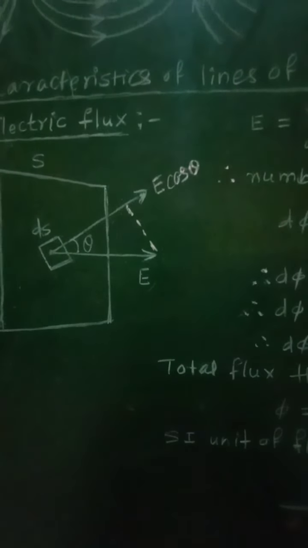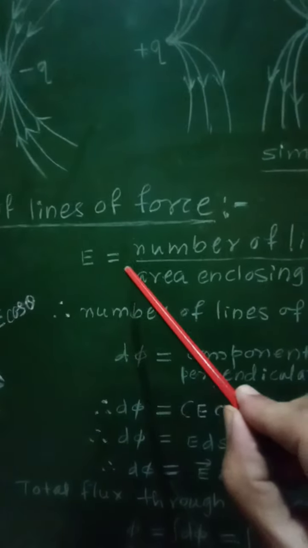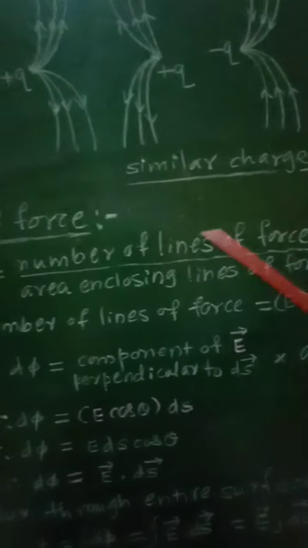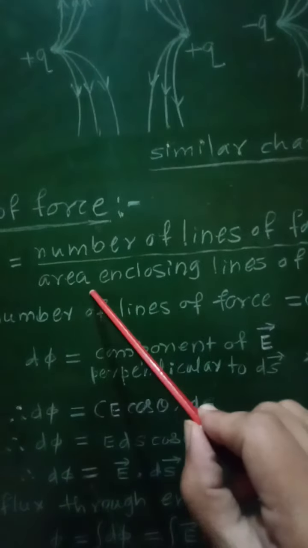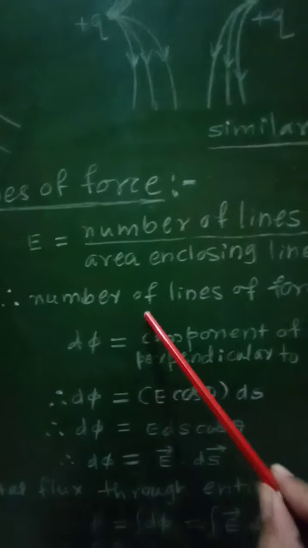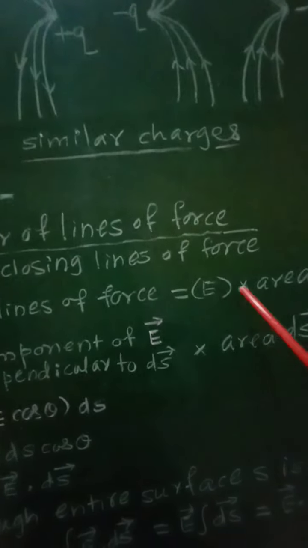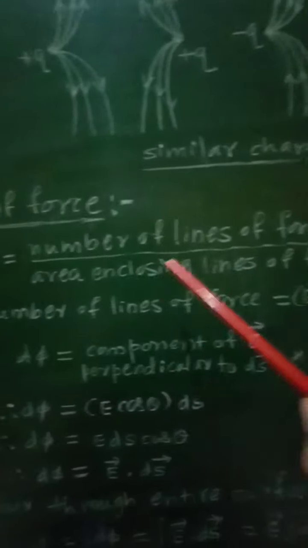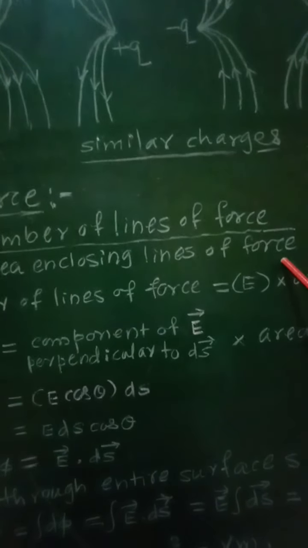And now we will consider the relation that electric field E is equal to the number of lines of force per unit area enclosing the lines of force, and therefore the number of lines of force will be equal to electric field E into the area enclosing the lines of force.